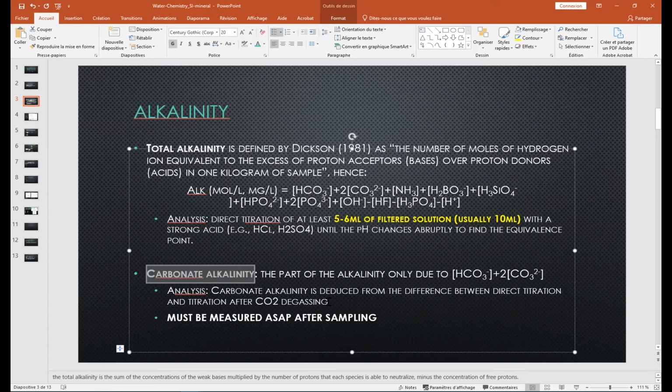It means that if you have water stored somewhere in the laboratory for 2 years, it could change because the pH of your solution can change also. You cannot degas CO2, so you have to measure the alkalinity as soon as possible.